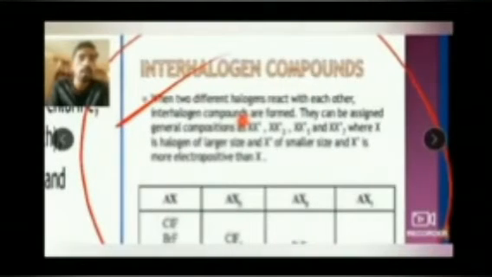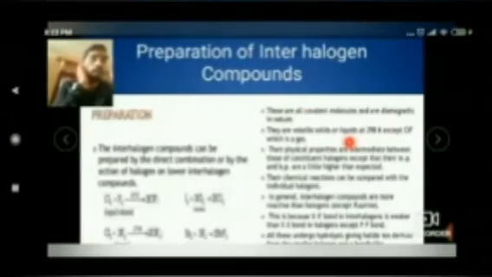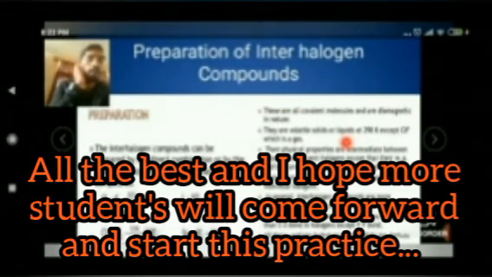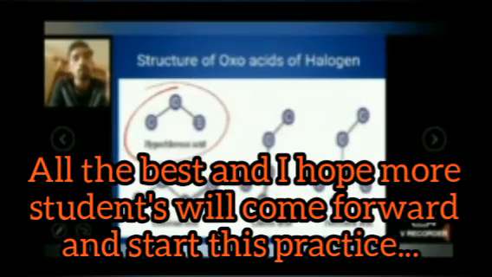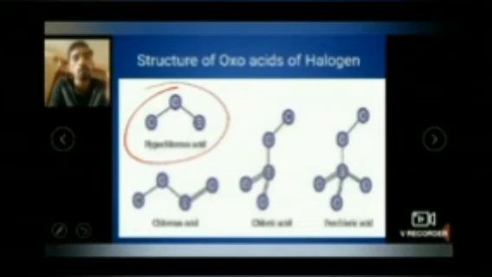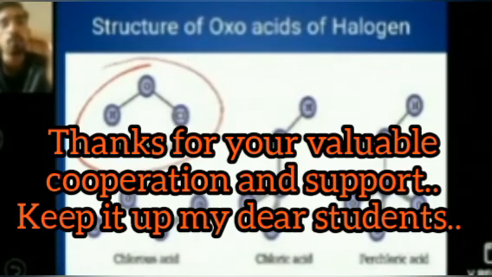Now interhalogen compounds: when two different halogens react with each other, then it is an interhalogen compound. Then we have studied the properties of interhalogen compounds and their uses and structure, and at last we have studied the structure of oxoacids of halogens, under which we have studied the structures of hypochlorous acid, chloric acid, and perchloric acid.